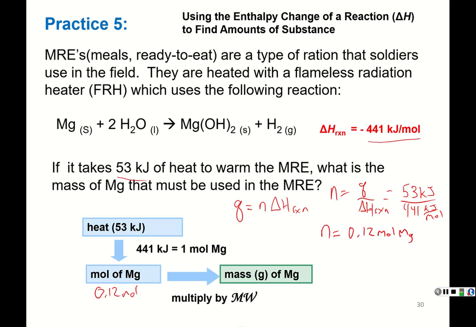Then we just need to convert this into a mass. All that involves is multiplying by the molecular weight, which for magnesium is just the atomic weight, 24.3 grams per mole. And what we get is 2.92 grams of magnesium.